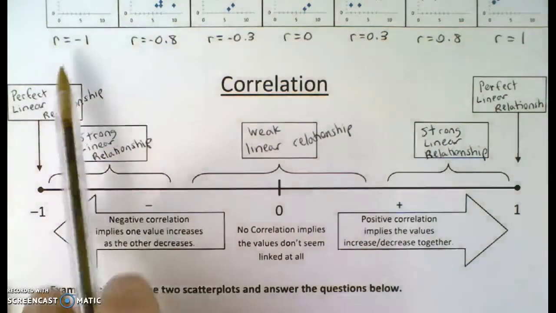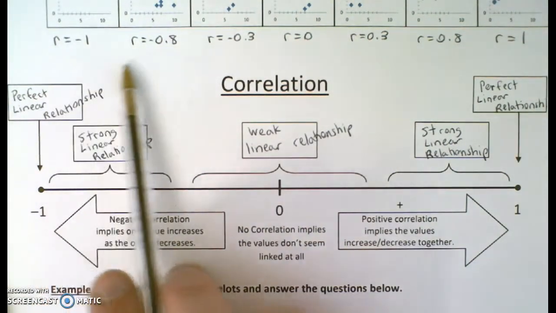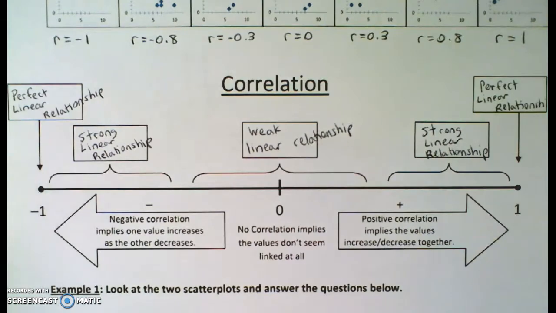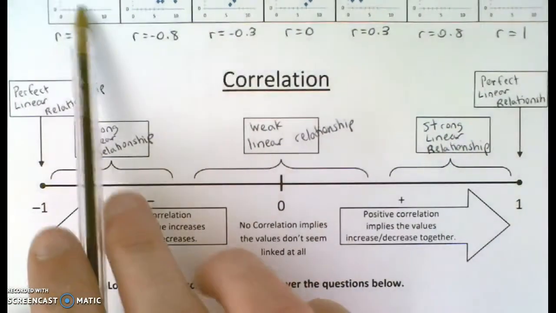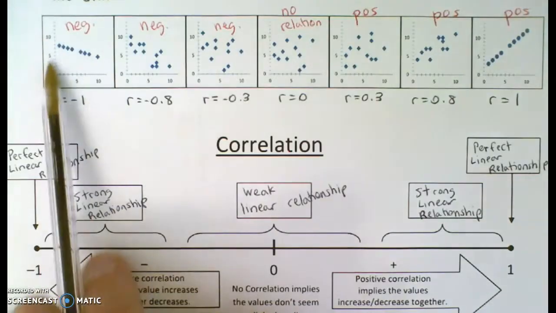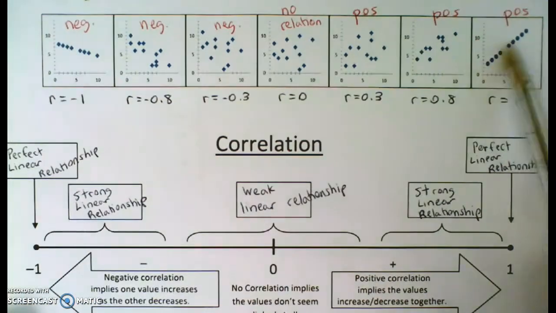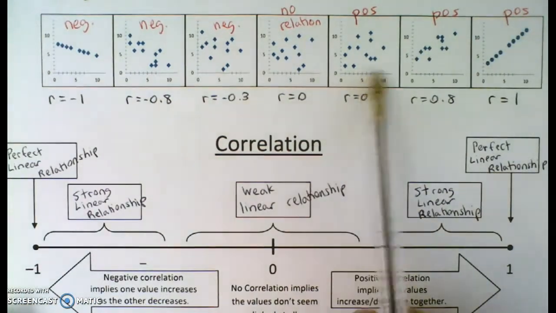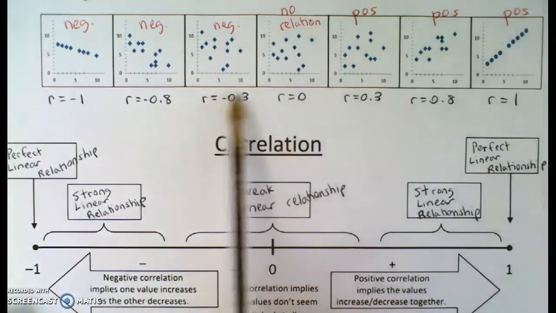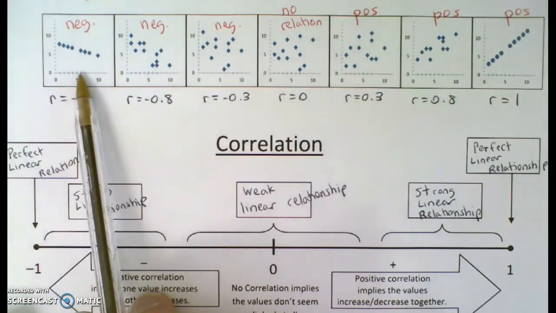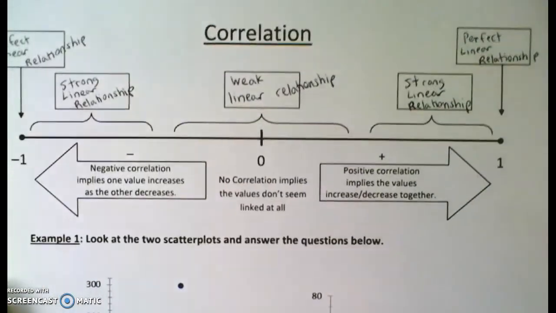So now we have these correlation coefficients. We're going to use numbers now to suggest what the values are for the correlation. The closer it is to a nice straight line, it's either going to be -1 or +1. If they're positive, they get closer and closer to 1. If they're negative, they get closer and closer to -1. So let's look at some examples.